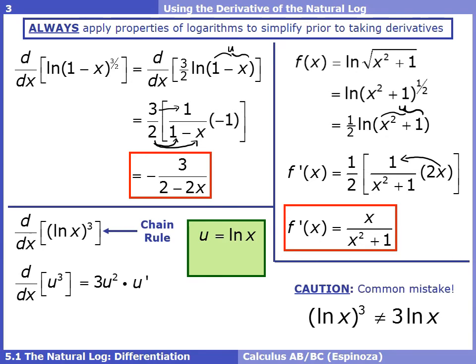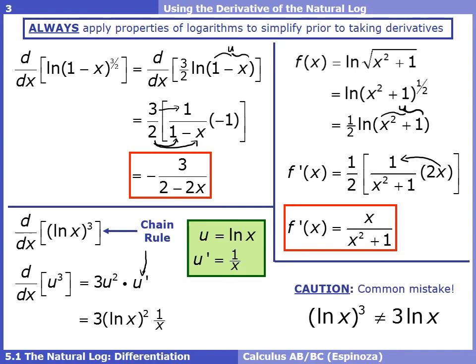By the chain rule, we also need to multiply by u prime, so don't forget about that little step. So what is u prime? Well, u prime, like we've learned new in this lesson, u is ln x, so u prime would be 1 over x. And once we take everything and plug it back in, we'll be left with that derivative.